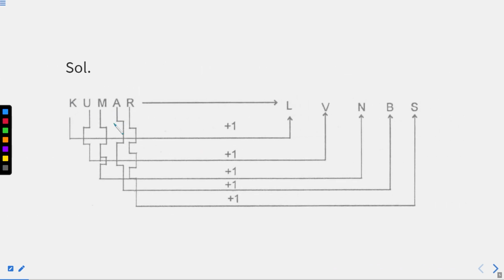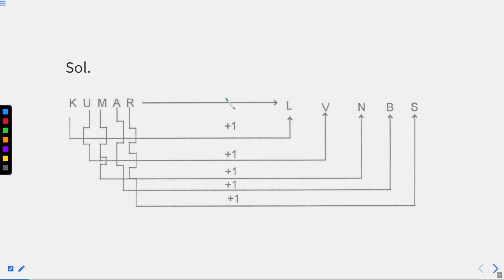Here is the diagram for the same. If I add 1 to K, you'll get L. If I add 1 to U, that comes out to be V. M plus 1 comes out to be N. A plus 1 comes out to be B. R plus 1 comes out to be S. This is how you are going to get the response for Kumar, we already have the response.